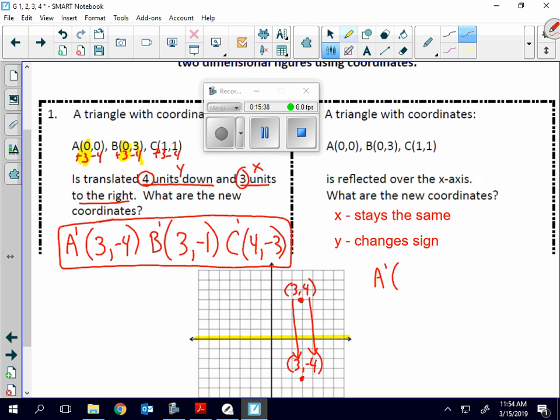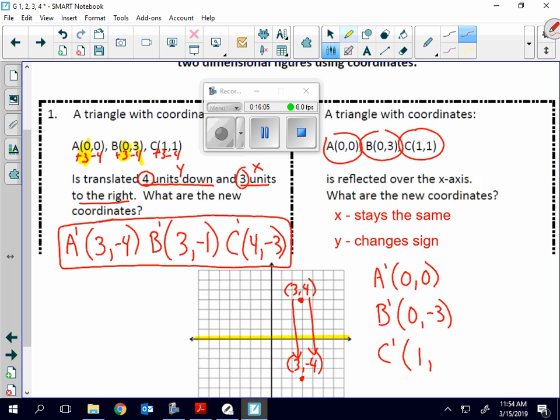A prime, well, the x stays the same, so it's still 0, and the y changes the sign, but since it's 0, it's still 0. And we'll write it down here so I have room. B prime, x stays the same, 0 stays the same, the y changes its sign. Instead of 3, it's negative 3. And again, I'm reading these from right here. A and B, and then C, C prime, x stays the same, y changes its sign. Instead of a 1, it's a negative 1. And that's all there is to it.